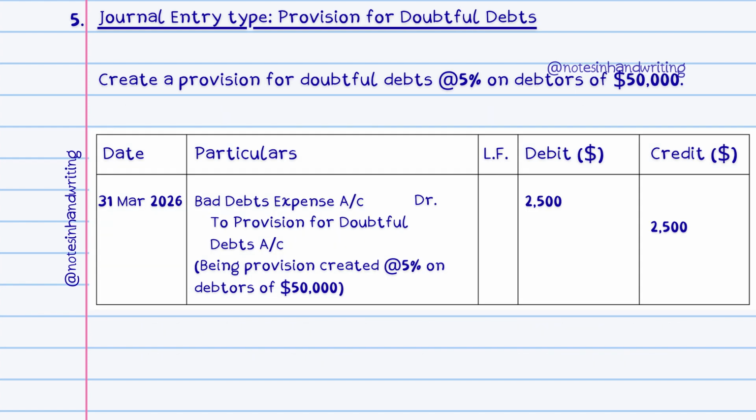Our final example of journal entry is provision for doubtful debts. Here we have to create a provision for doubtful debts at 5% on debtors of $50,000. Following is the journal entry. The accounts involved in the transaction are the bad debts expense account and the provision for doubtful debts account.